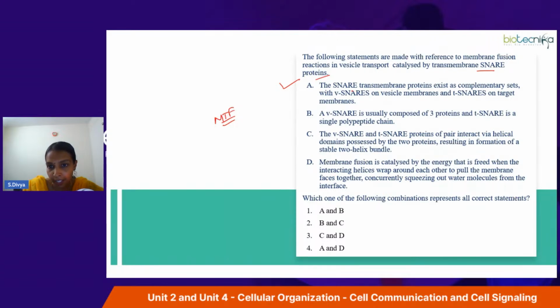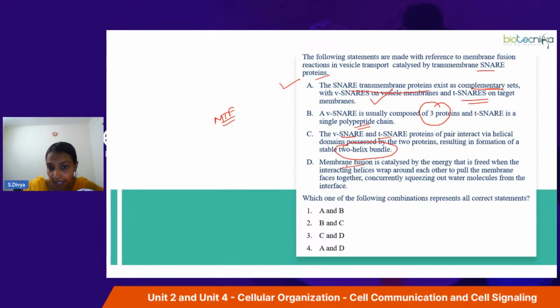The SNARE transmembrane protein exists as complementary sets: V SNAREs on vesicle membrane and T SNAREs on target membrane. If you look into the structure, V SNARE is made up of 3 proteins and T SNARE is made up of a single polypeptide. So this V SNARE and T SNARE will interact with each other, forming a 2 helical bundle.